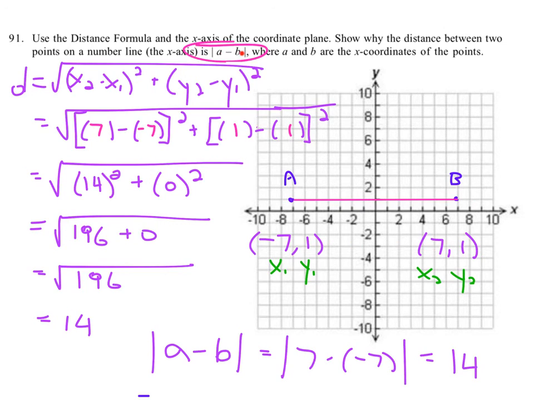And that's why the ruler postulate and the distance formula are very closely related, because the distance formula with 0 change in one direction essentially will result in just the difference between the two changing coordinates taken as an absolute value.